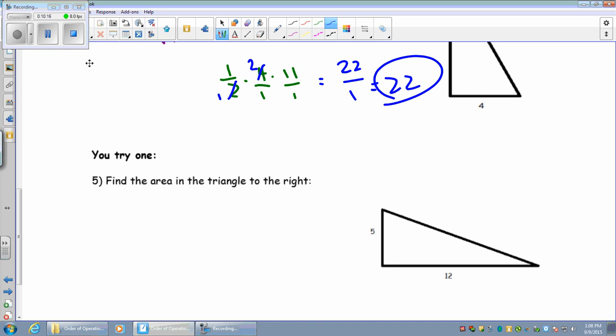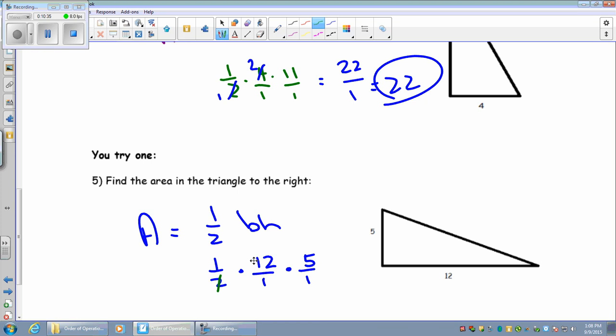All right, hopefully you had a chance to pause the video and try this one. We will use the same formula. A is equal to 1/2 base times height. 1/2, my base is 12. My height is 5. Can I pre-reduce it all here? I can. 1 and 6. 1 times 6 times 5 is just 30. 1 times 1 times 1 is just 1. So I'm just going to leave it as 30.